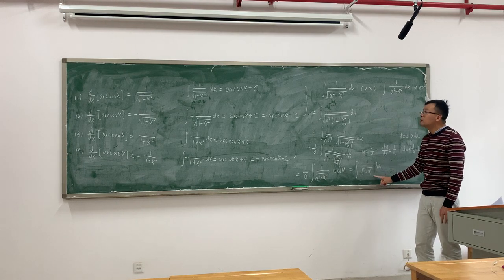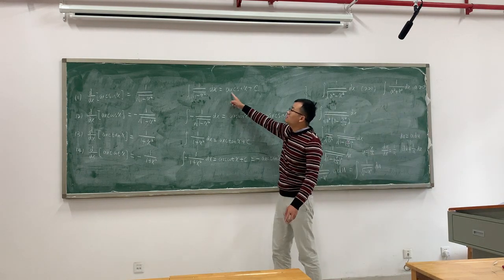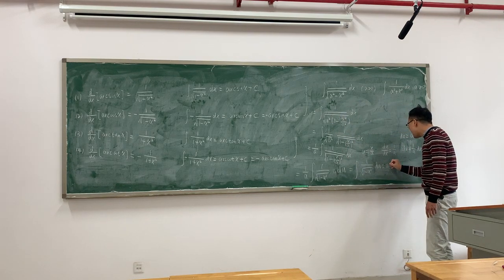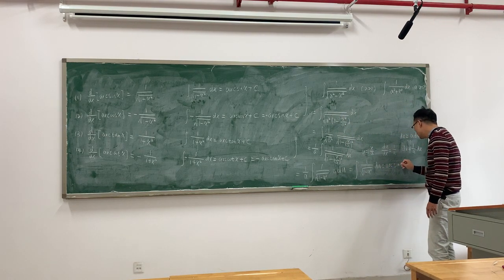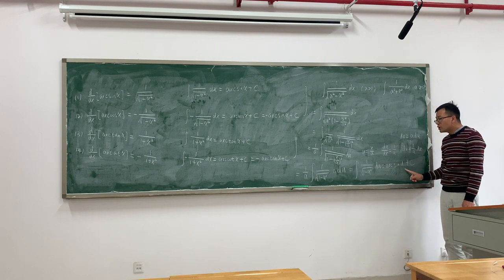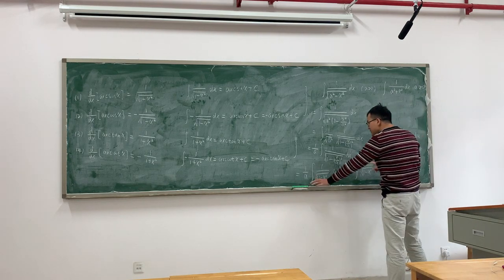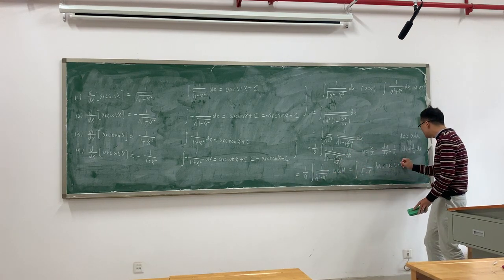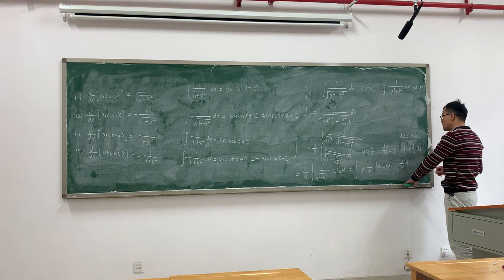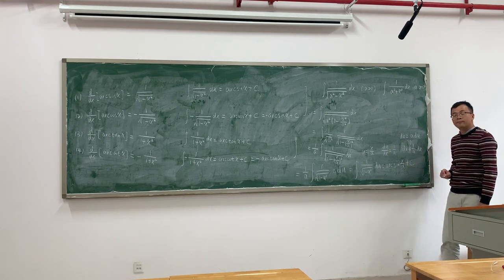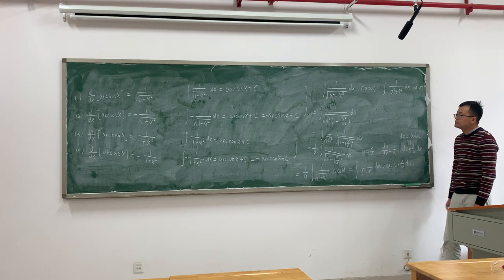So this one equals what? Arc sin u plus c. u is x by a, so we replace u by x by a. So arc sin x by a plus c. So this is the first one.